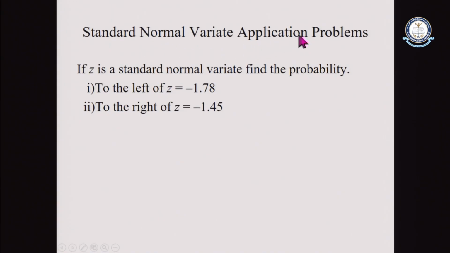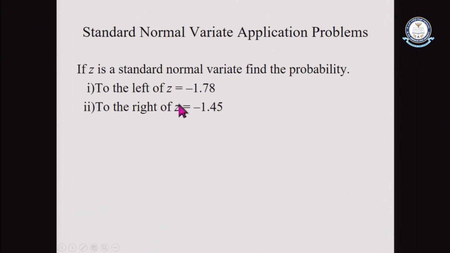One more important application is that sometimes the already converted value is given to us. So there are two cases: sometimes we need to convert the data into standard form, otherwise sometimes standard form values are given to us. In that case, how do we identify the area? This is the second application: standard normal variate application problems.